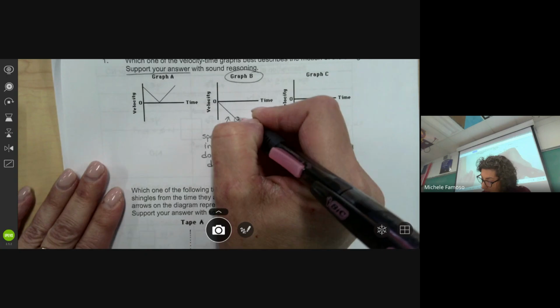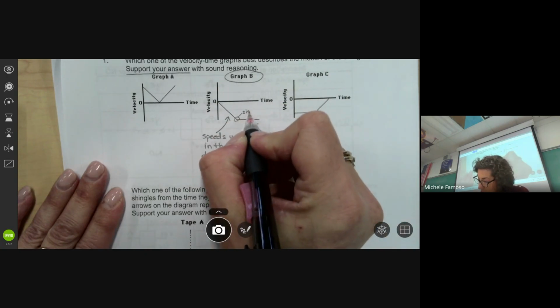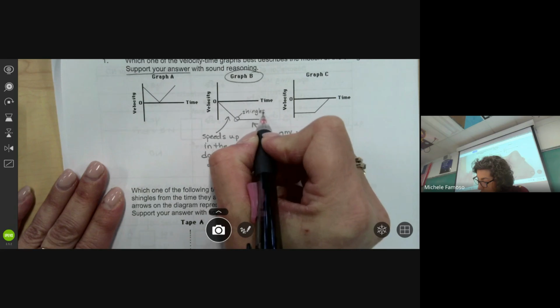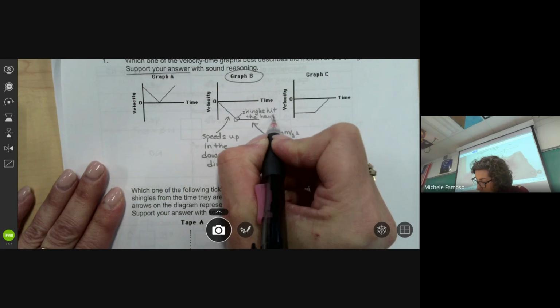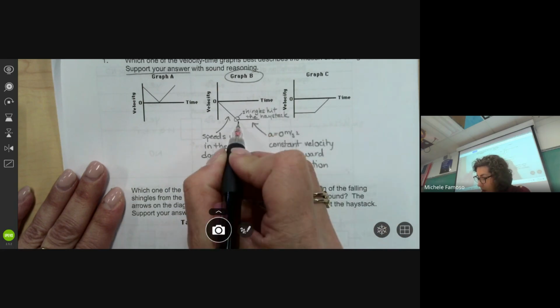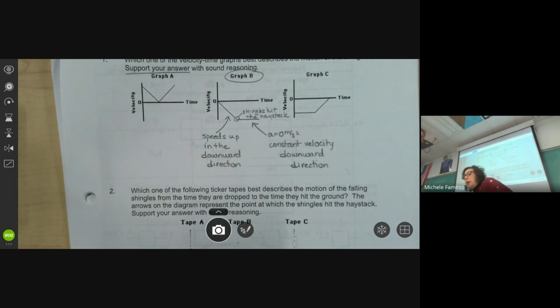Just keep in mind, this is the point here where the shingles hit the haystack. So that is the moment right there where we go from accelerating to not accelerating.